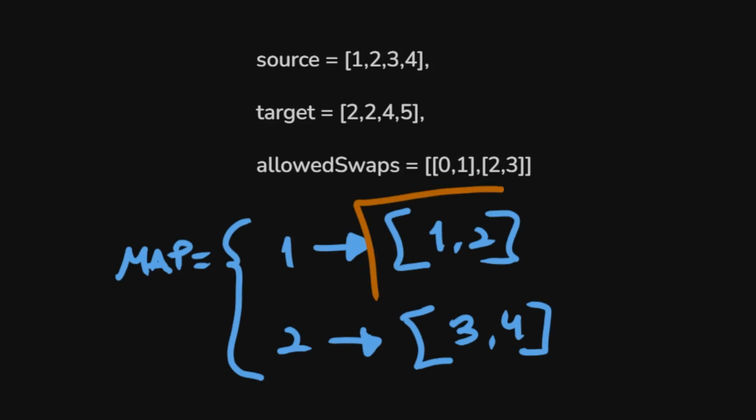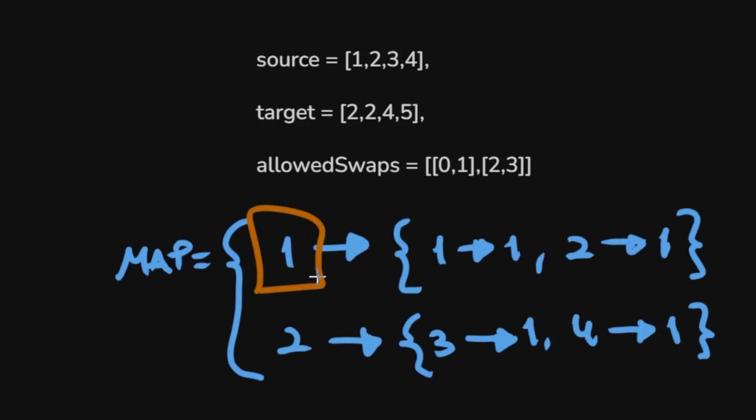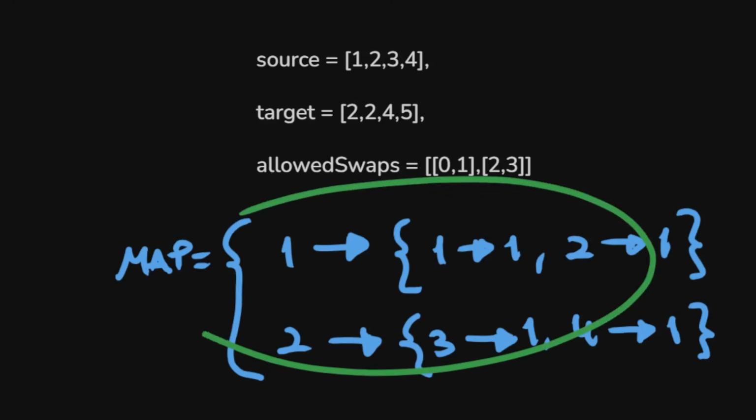This means that we do care about the frequencies in each component. We care about how many 1s and how many 2s do we have in component number 1. So for each component we can have a nested frequency map. In this component we have 1 number 1 and 1 number 2. In component number 2, we have 1 number 3 and 1 number 4. Now this is the final approach.